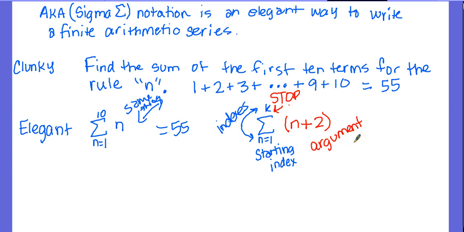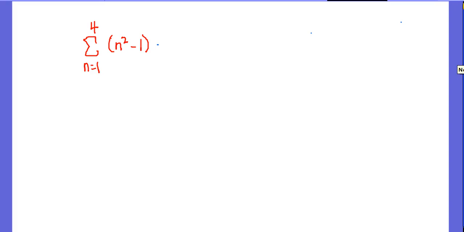So you have the summation of index starting to index stopping for the argument. Got it? Let's put it into practice and start to learn how to read this on our own. We're going to start off with the summation for the index starting at 1, stopping at 4 for the argument n squared minus 1.